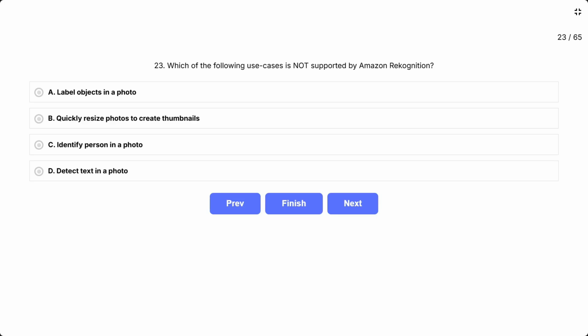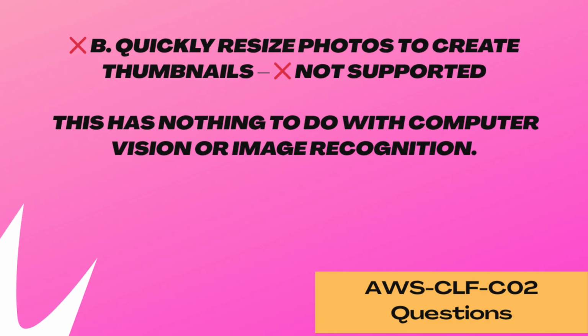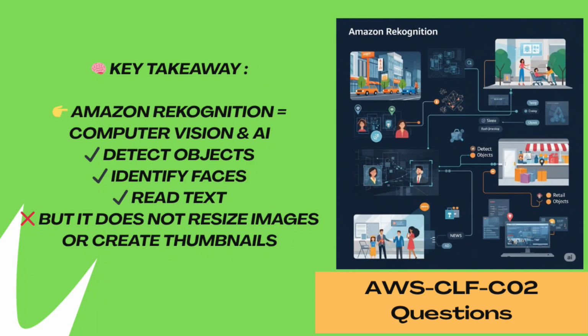Then the last option, quickly resize photos to create thumbnails. So this is not supported, as this has nothing to do with computer vision or image recognition. Resizing or formatting images is more of an image processing task, not AI based recognition. So the correct answer is B. The key takeaway from this question is Amazon Rekognition can detect objects, identify faces, read text, but it does not resize images or thumbnails.